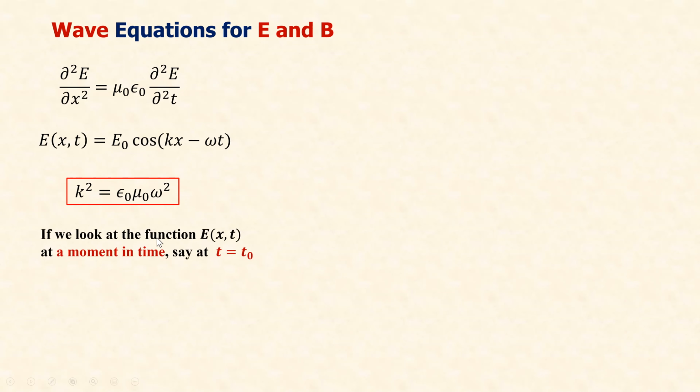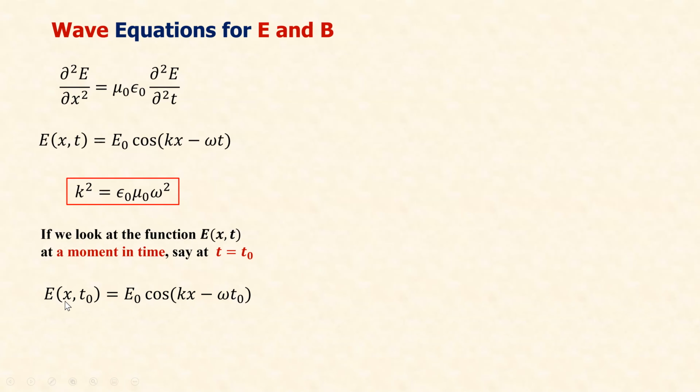Now let's look at what these k and omega are. We look at the function E at a moment in time, say at t equal to t naught. Then E of x and t naught equals E naught cosine of kx minus omega t naught, right? So this is a constant.